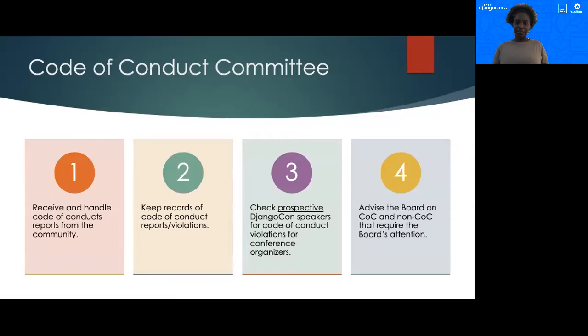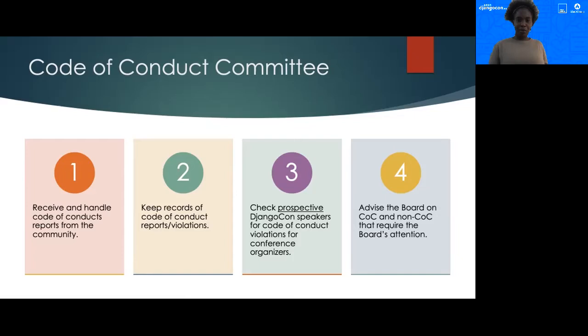They sign up for a limited period of time, 6 months or 9 months, and are each put on a rotation to respond to and handle code of conduct reports, and can renew if they are willing after their time lapses. They also help DjangoCon organizers with screening of speakers so that they do not accept speakers with code of conduct violations reported against them, and advise the board based on reports they have received. In short, they help to keep the Django space safe and welcoming for all.